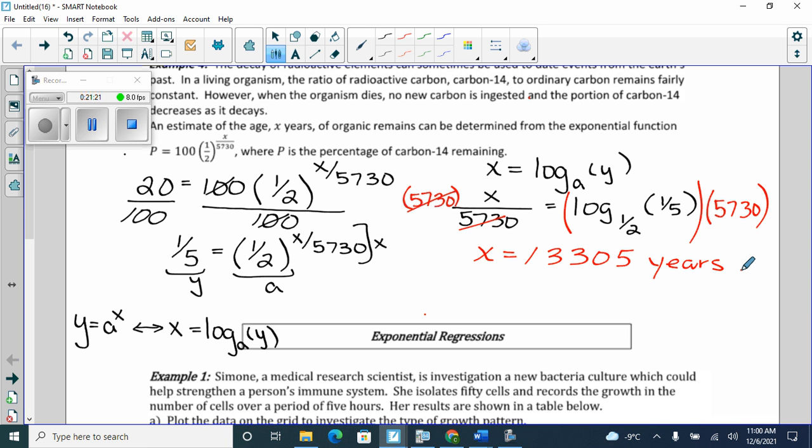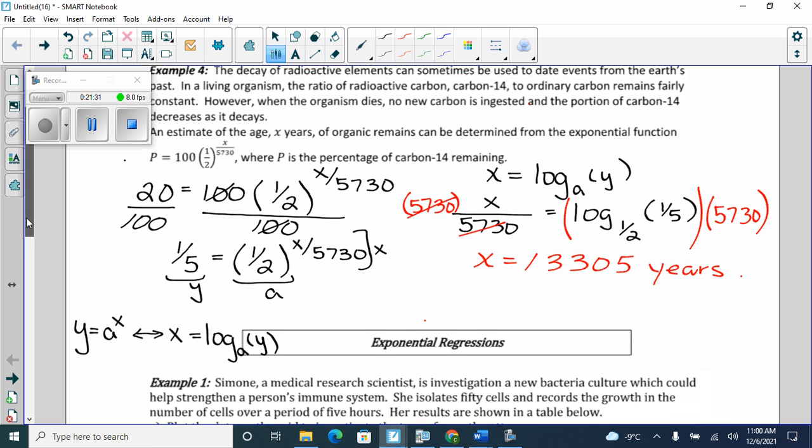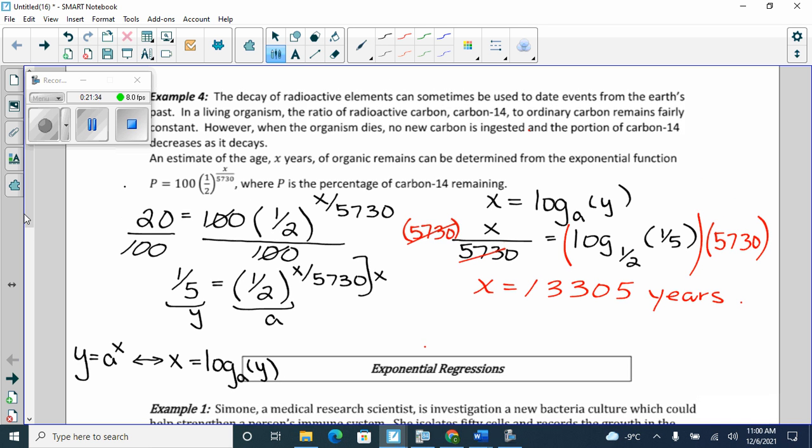And on a test, you'd write this as a written response. Write this as a written sentence. At the end, you'd say, it takes the carbon-14 13,305 years to reduce to 20% of its original. You have to state, if it's a radioactive isotope, you have to say the radioactive isotope plutonium-232 or whatever. You have to put that in your sentence as well, to reduce to 20%. You have to write a proper sentence, because they will look for it.